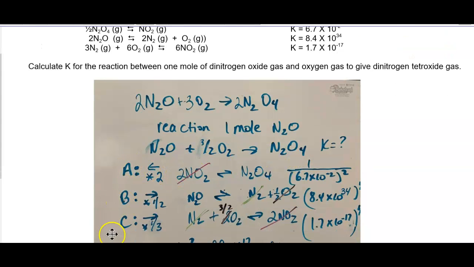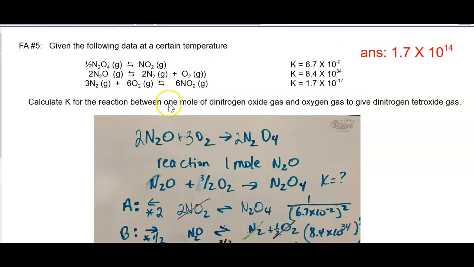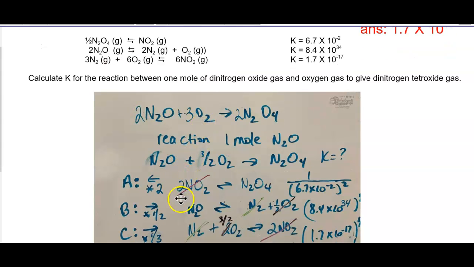In this case I have an A, B, and a C. In A, we're going to focus on N2O4. So what do I need to do to get N2O4 on the proper side? I'm going to have to reverse it and multiply by 2. So I did that. Ignore the coloring, just look at the blue for now. I reversed it, so if you look at A here, I switched it and multiplied through by 2. So 1/2 times 2 becomes a 1, and 1 times 2 becomes 2.